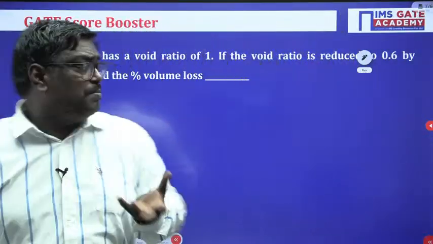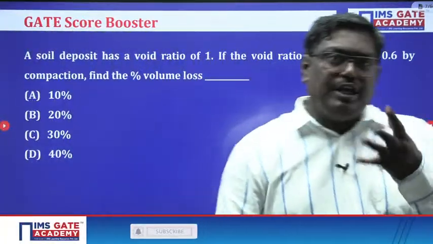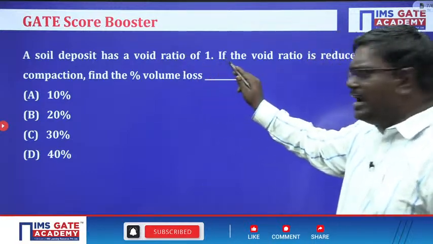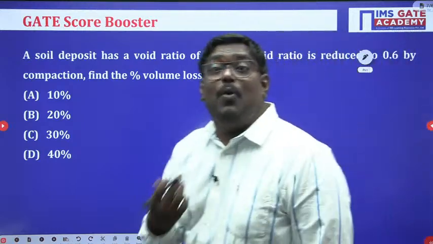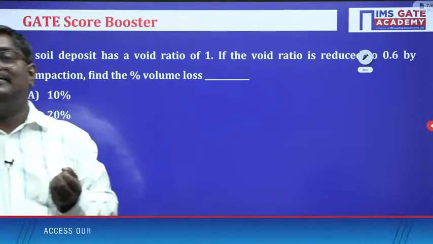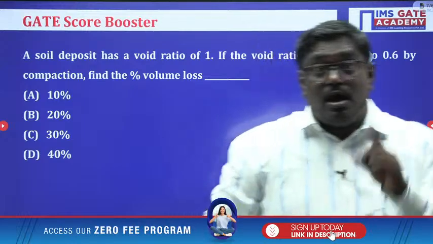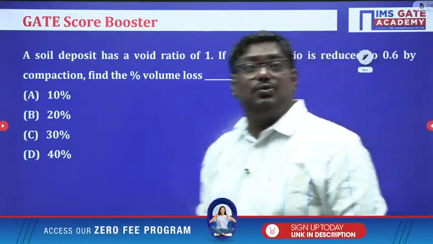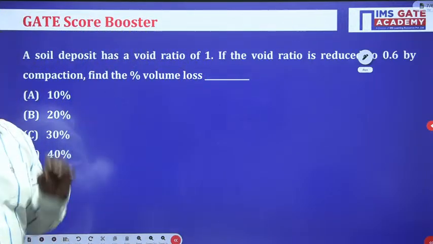I don't want to waste much of your time, so let us move on to the next question. Here the question is: a soil has a void ratio of 1. If the void ratio is reduced to 0.6, what is the percentage of volume loss? Initially the void ratio is 1, and it has been reduced to 0.6. Now they are asking for the percentage volume loss.